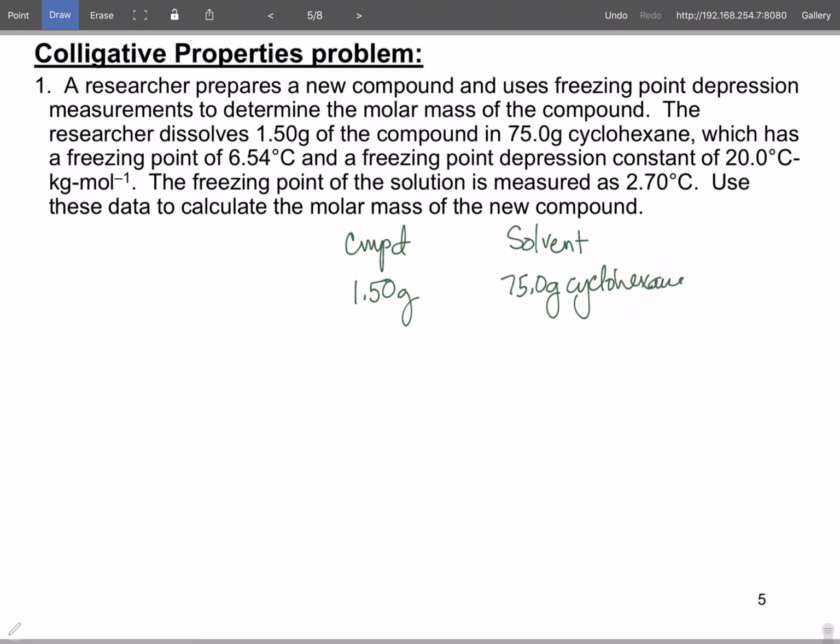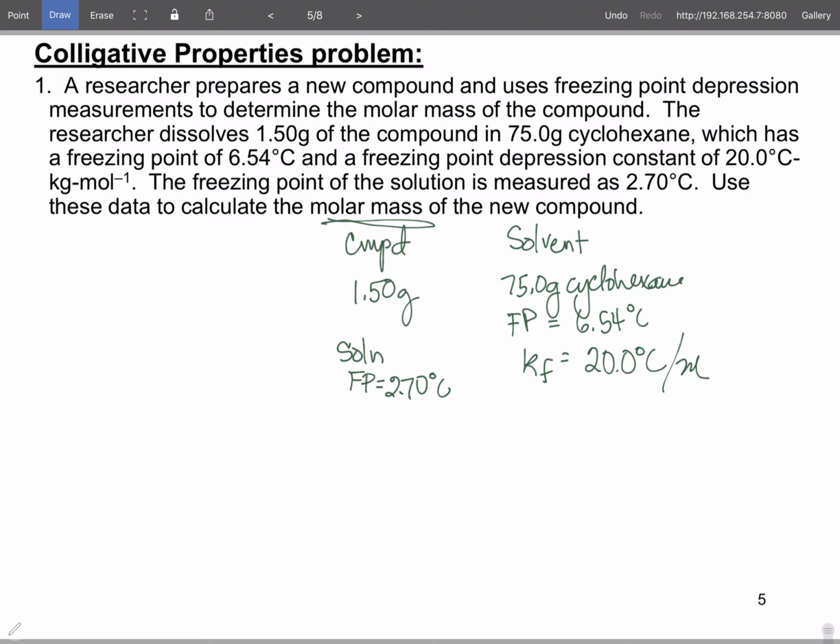Okay, we're told that pure cyclohexane has a freezing point of 6.54 degrees C. And the K sub F, which is the freezing point depression constant, is 20 degrees C per molal. That's what kilogram per mole to the minus 1 is. The freezing point of the solution, so our solution freezing point, is equal to 2.70, and we want the molar mass.